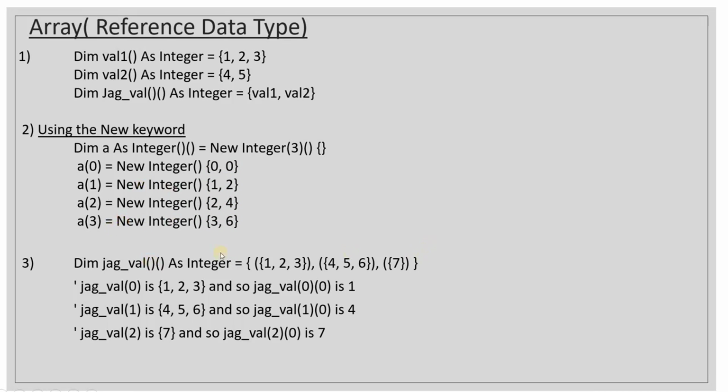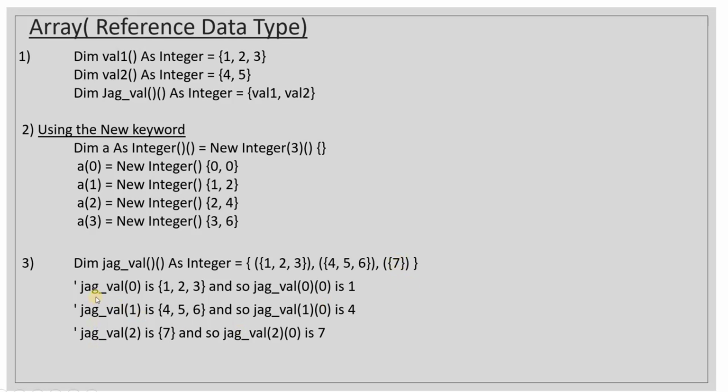Now we can declare it through this: dim val as integer 1, 2, 3, 4, 5, 6 and 7. It means our jagged array has 3 elements. And jagged val 0 is 1, 2, 3. Here the value of the jagged array at index 0 is 1, 2, 3. At index 1 it is 4, 5, 6. At index 2 it is 7.